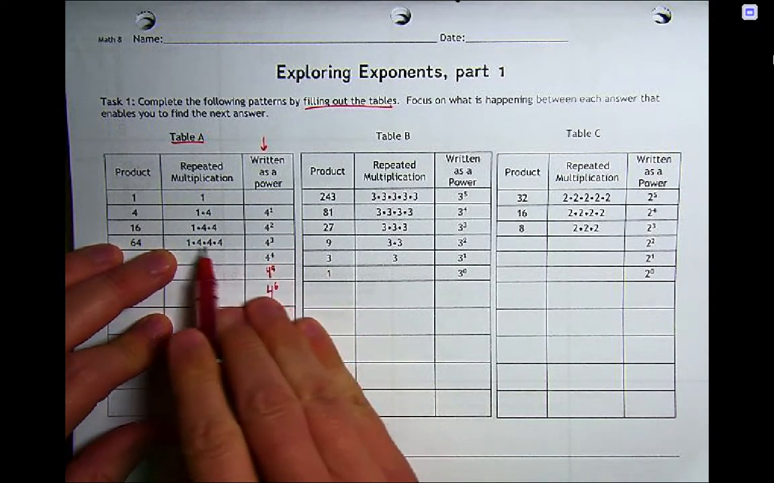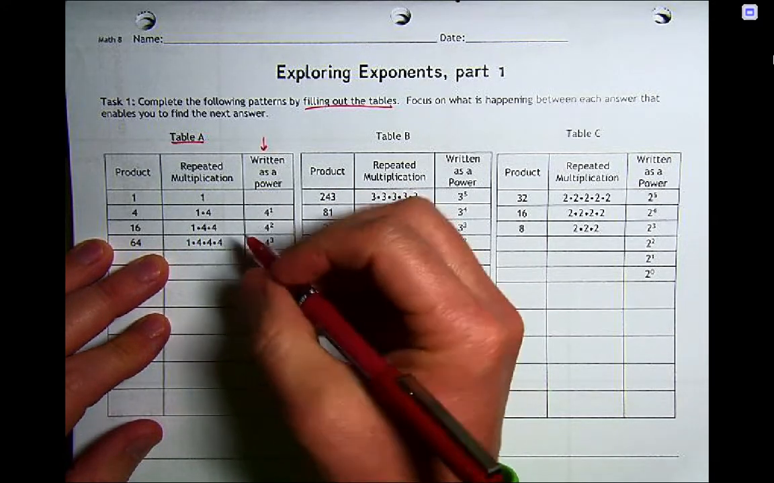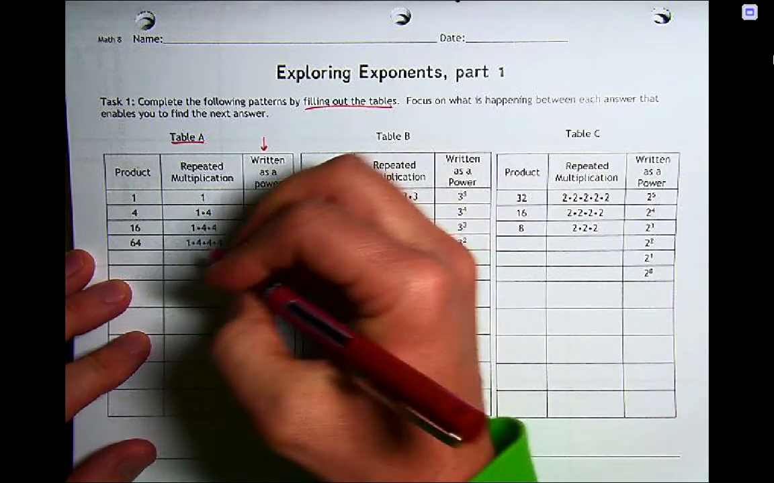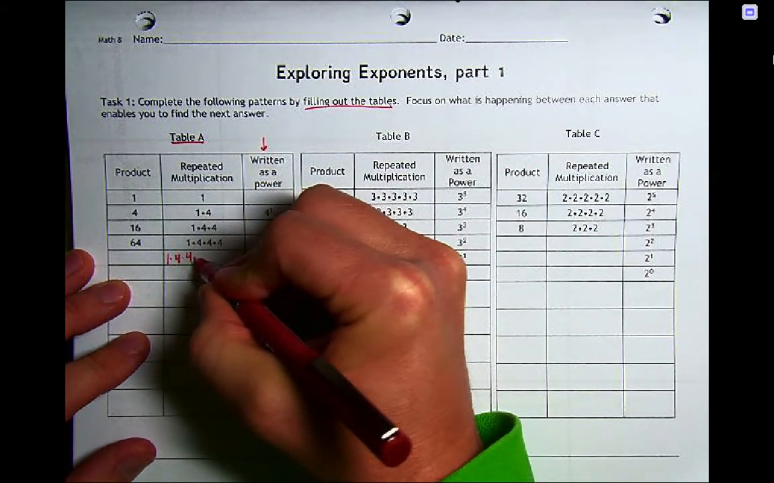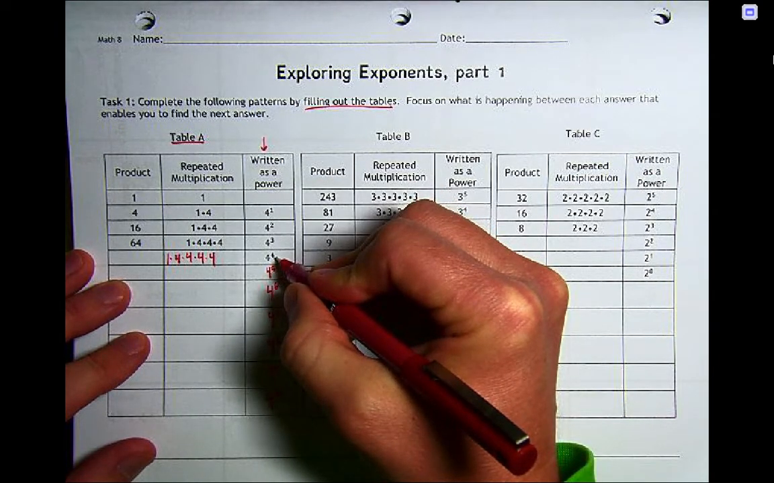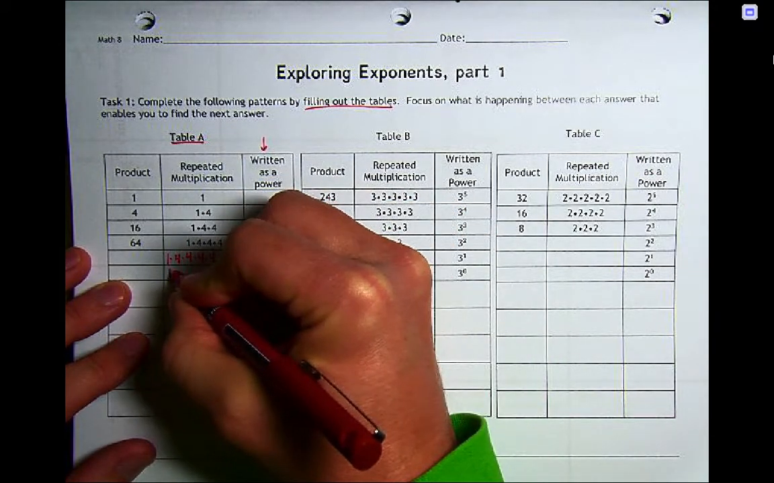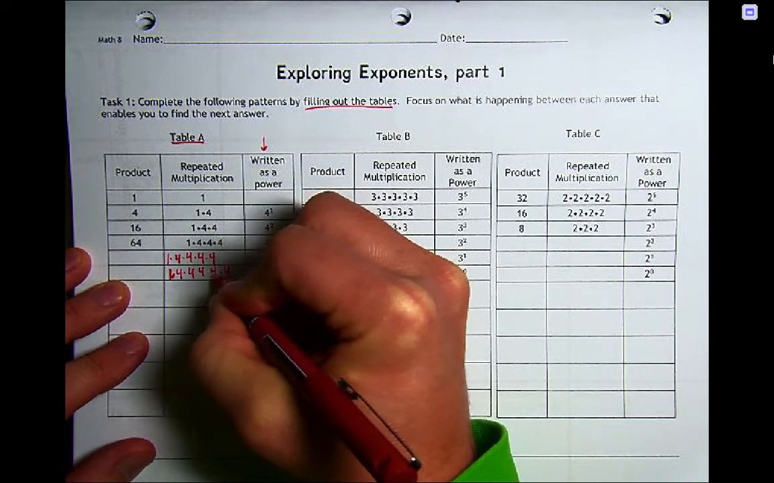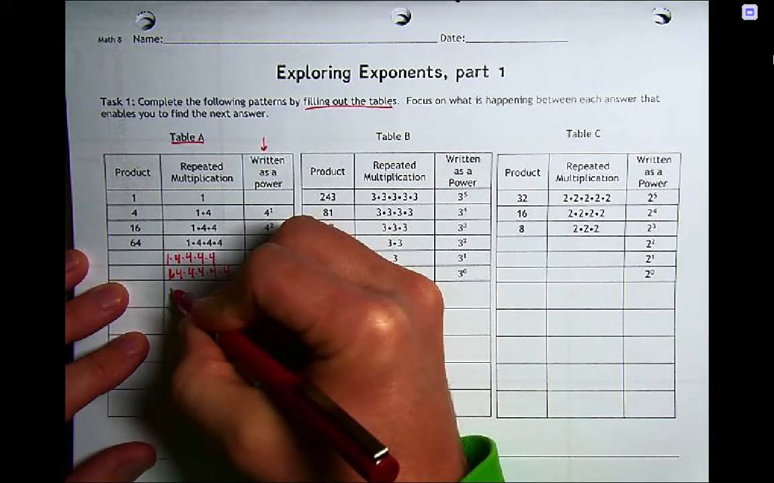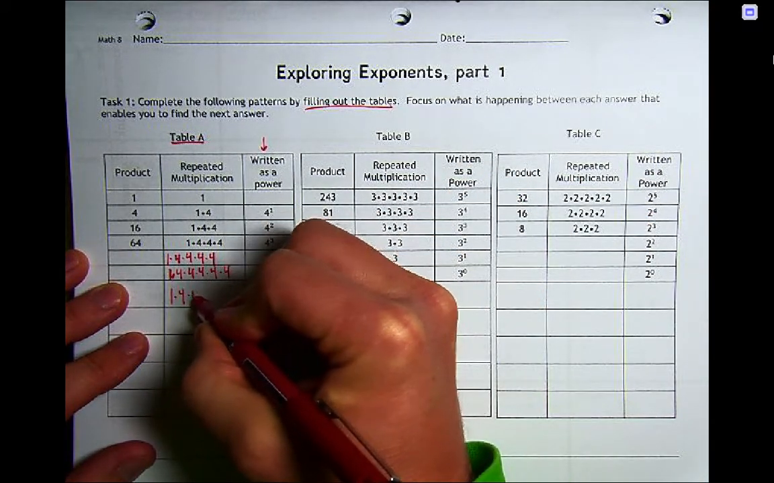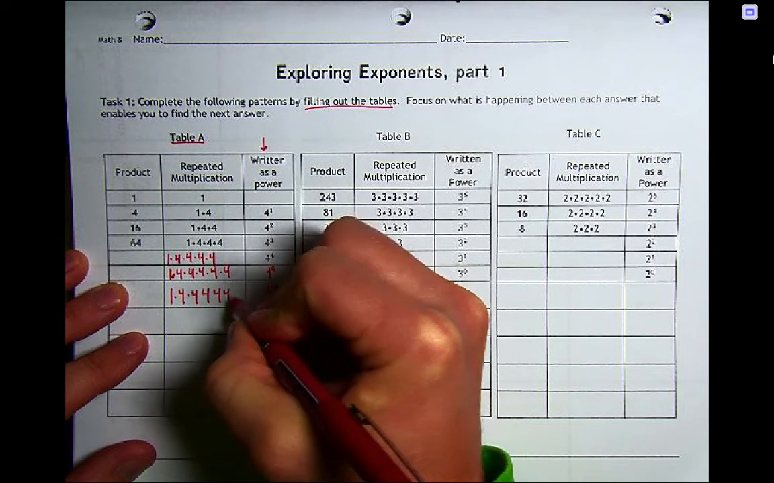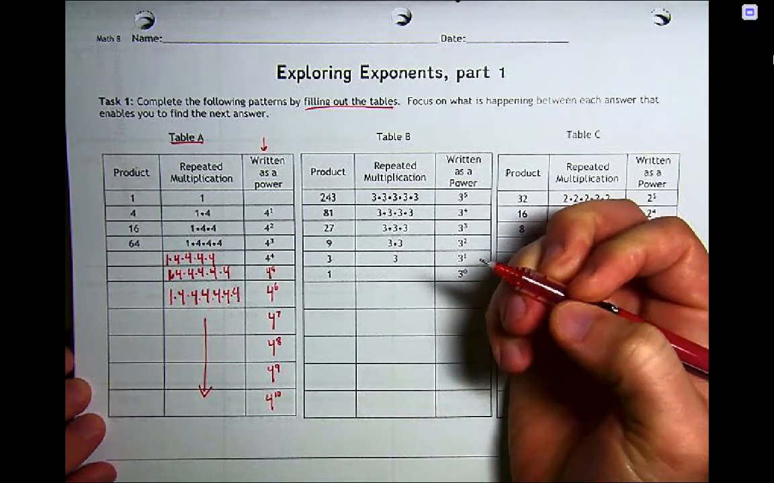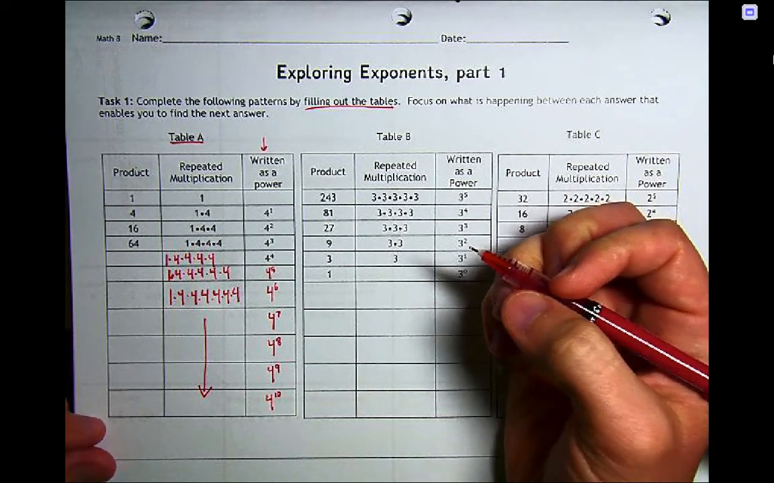4 cubed means you've got 4 times 4 times 4. Why are the ones there? We'll talk about that in a minute, but this should be easy to fill out. I'll try to do it quick. 4 times 4 times 4 times 4 for 4 to the fourth. 4 to the fifth would be 1 times 4 times 4 times 4 times 4 times 4. And 4 to the sixth would be 6 fours, etc. I don't think I need to write those in for you to know what happened there.